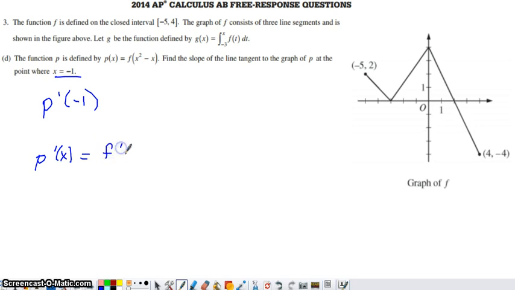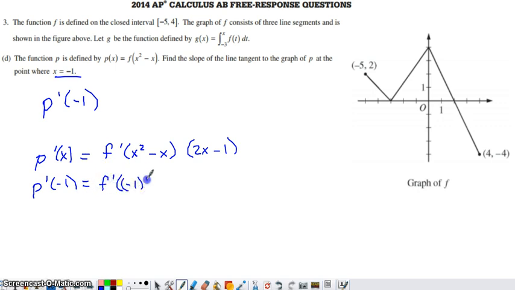So the derivative of the outer function is going to be f prime, and then we're going to leave the inner function inside of that, and then we're going to multiply by the derivative of this inner function to finish our chain rule. So you use the chain rule to find what p prime of x is, and then you just want to evaluate p prime of -1. So you're just going to toss -1 in place of all the x's in the derivative you just took.